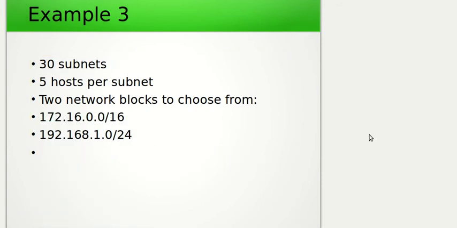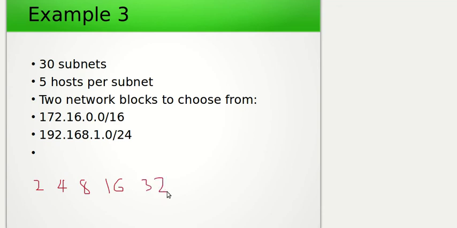Then let's move on to the last example. This example is for a much smaller network. They only need 30 subnets and you need 5 hosts per subnet. So now let's work out how many subnet bits we're going to need. 2 to the power of 1 is 2, 2 to the power of 2 is 4, 2 to the power of 3 is 8, 2 to the power of 4 is 16, 2 to the power of 5 is 32.